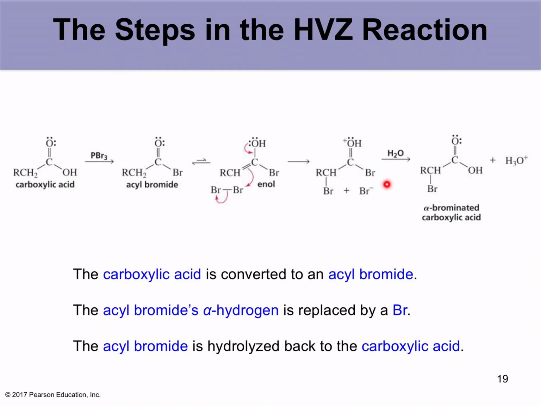Okay, so when you add water, not only does this remove the hydrogen, it also hydrolyzes the acyl halide. It breaks the bond between carbon and bromine, and then the carboxylic acid can be regenerated. So you get the alpha-brominated carboxylic acid when you add water in the second step.